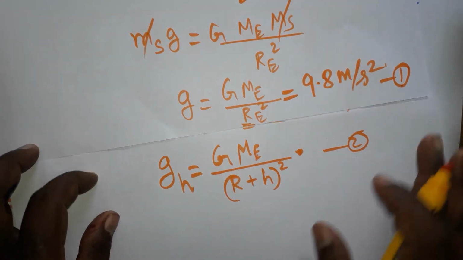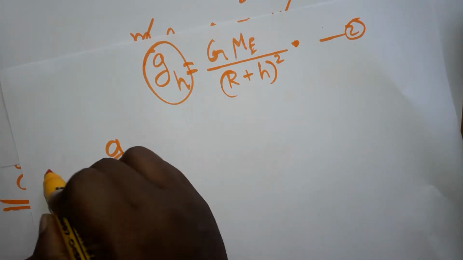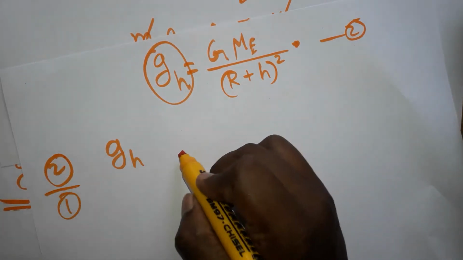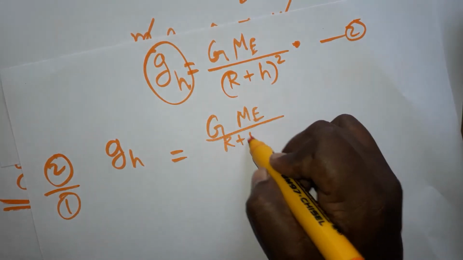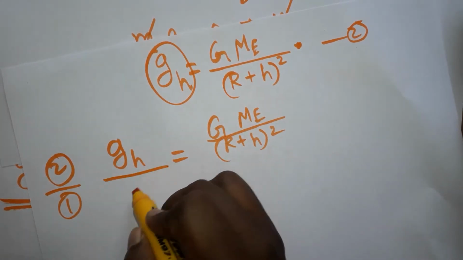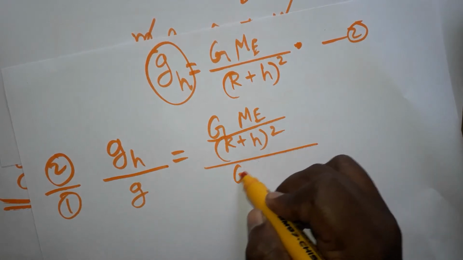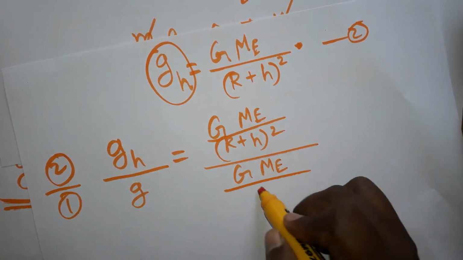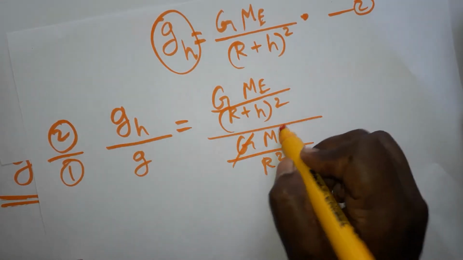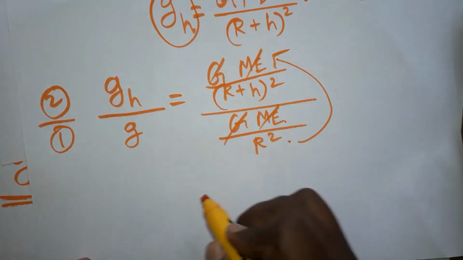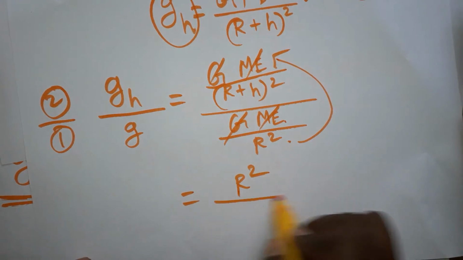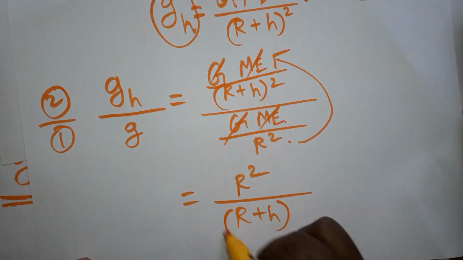Okay, so we want to find this only, gh. So gh, equation 2 divided by equation 1. So it is G times mass of the earth divided by r plus h square, h being the height of the satellite, divided by G Me divided by r square. So capital G, capital M, it's getting cancelled. This denominator directly will go into the numerator. So r square divided by r plus h whole square.